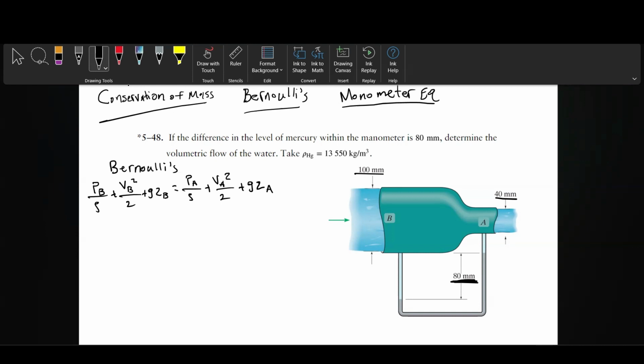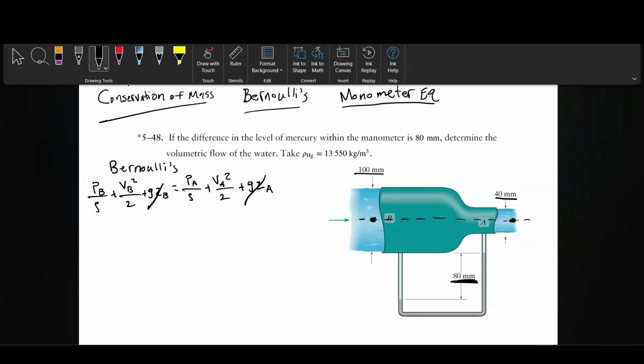We're on the same streamline, so the height difference between point B and point A is 0. So we can get rid of our potential energy term. GZB and GZA are equal to 0. That's about all of the simplifying that we can do.